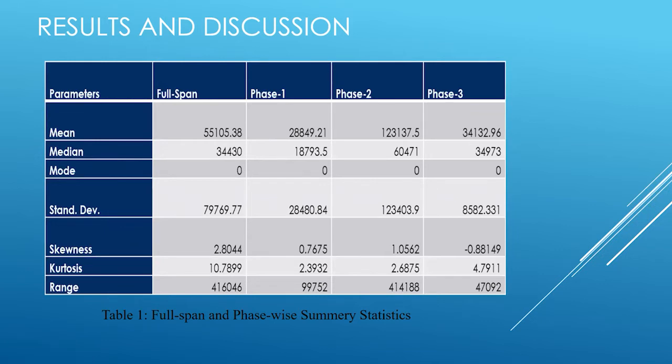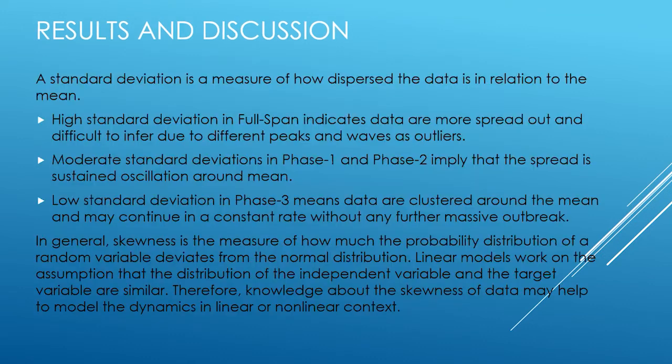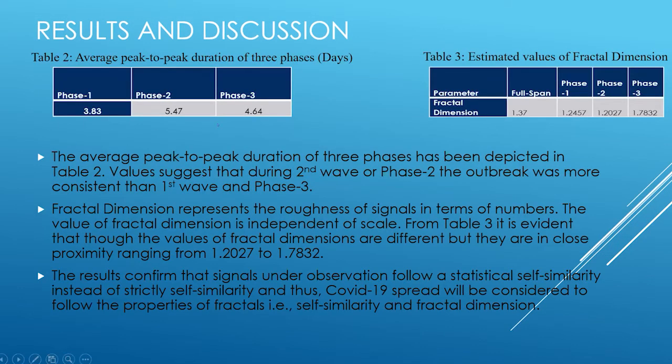Skewness is the measure of how much the probability distribution of a random variable deviates from the normal distribution. In the case of the full span, phase 1 and phase 2, the skewness is positive, and in the case of phase 3, it has a negative skewness. Similarly, in the case of kurtosis, phase 3 has a double value after phase 1 and phase 2. So let's look at the average peak-to-peak duration of the data. It suggests that during the second wave, or phase 2, the outbreak was more consistent than in phase 3, as it has decreased in phase 3.